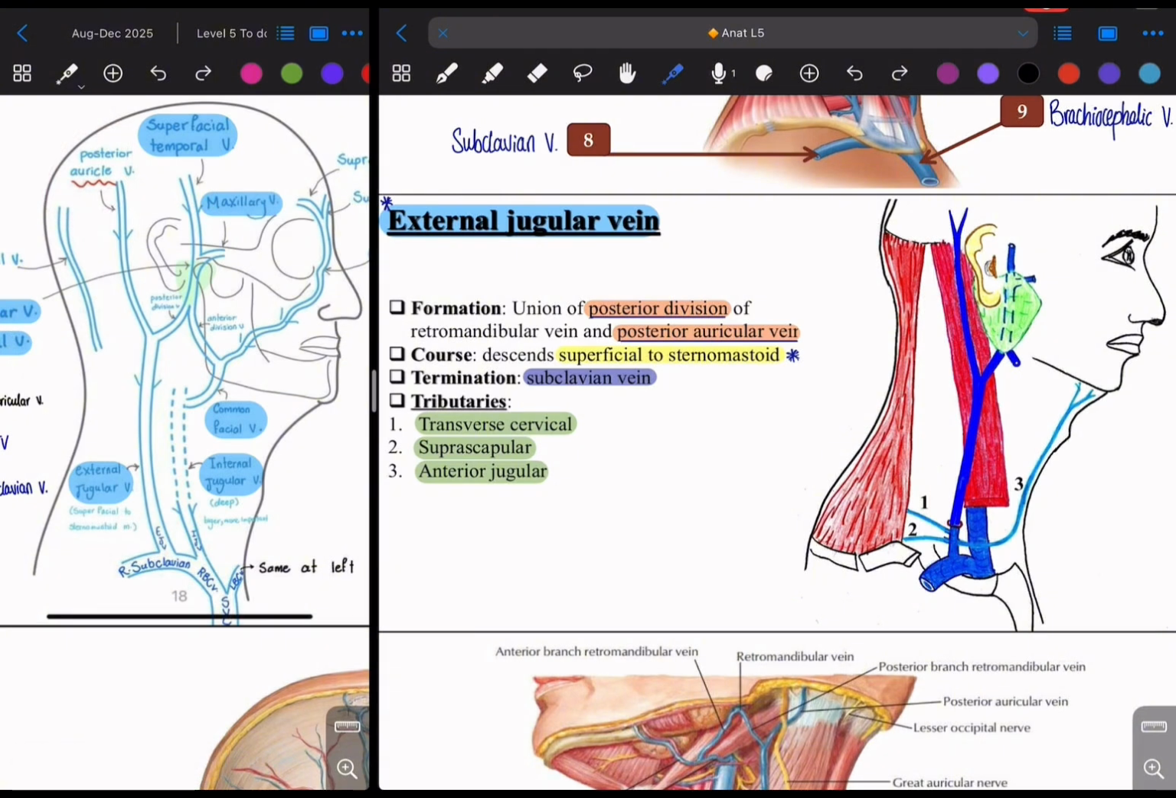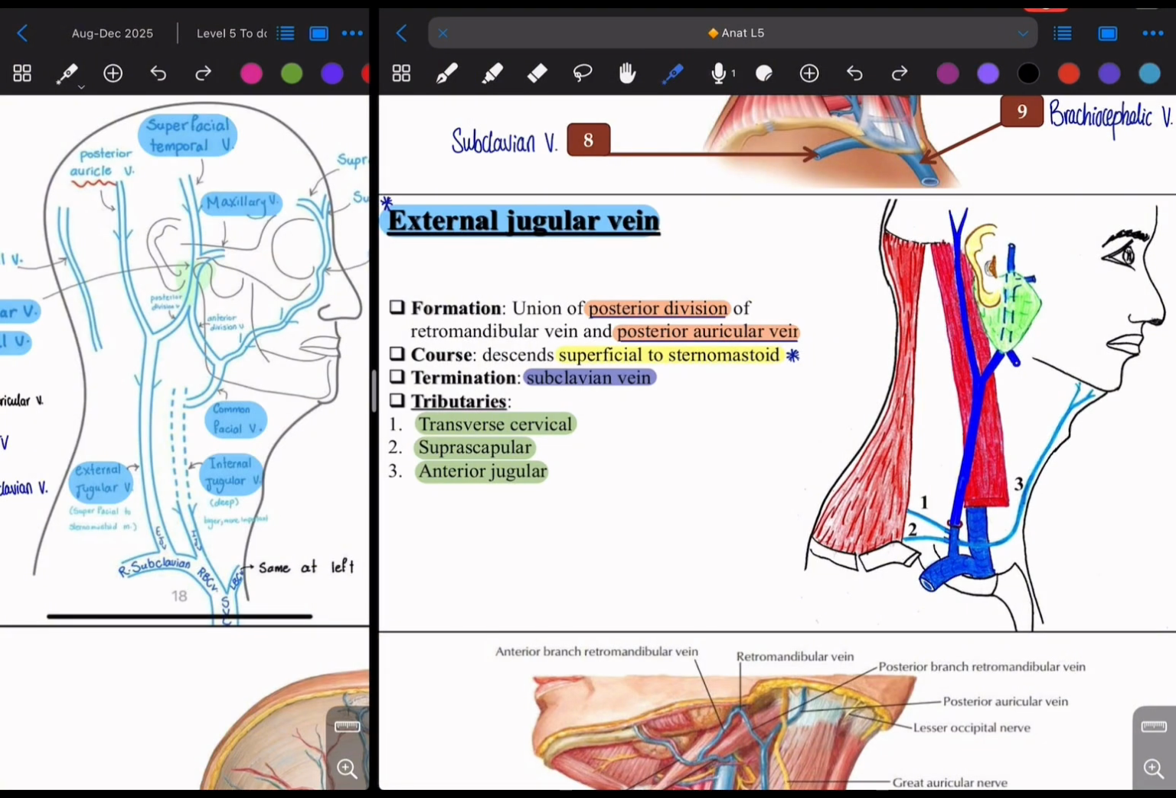The course, this is very important. Okay, this is new information we didn't mention. This is very, very important. The course of the external jugular vein is that it descends superficially to the sternomastoid muscle. So, if, for example, a question says, which of the following veins is superficial to the sternomastoid muscle? It's going to be the external jugular vein.